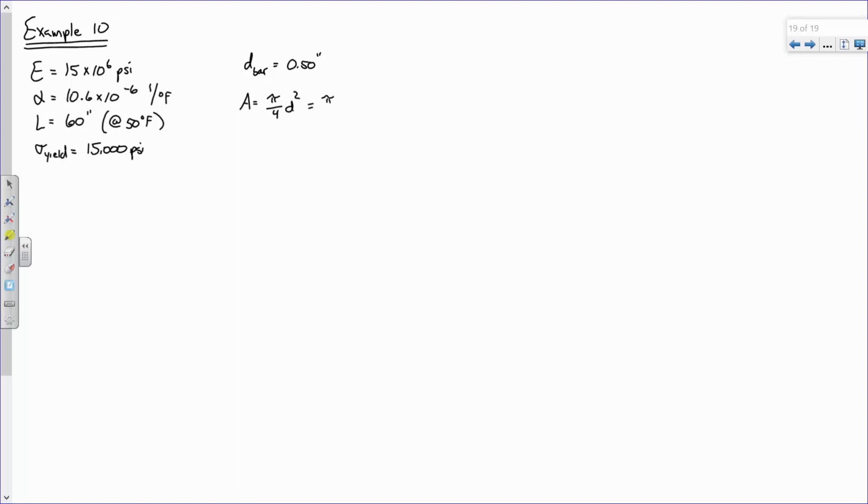So pi over 4, 0.5 squared, and that comes out to be what? 0.196 square inches. All right? And we know that our delta allowable is 0.08 inches. So what we're trying to figure out is what is P. That's sort of what we're trying to figure out. Okay?